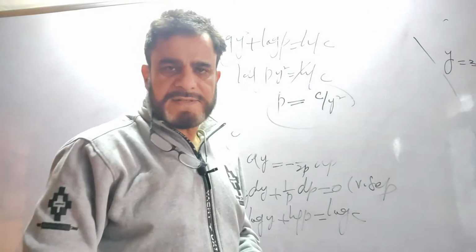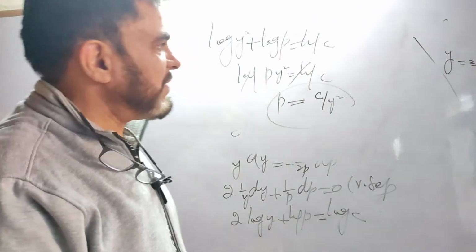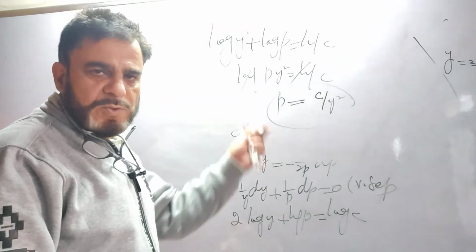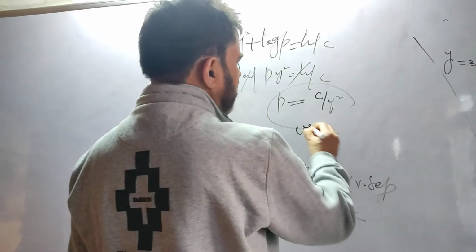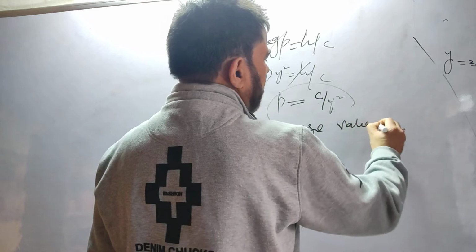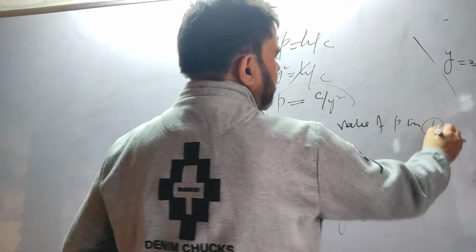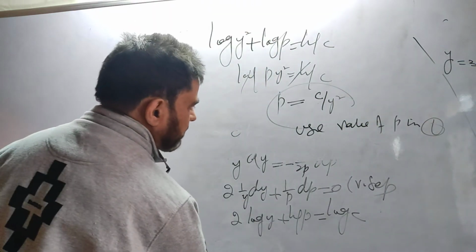So you can eliminate the p between the given equation and this solution. Use the value of p in the first equation. What was our first equation?